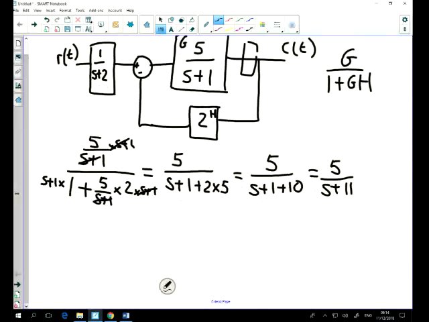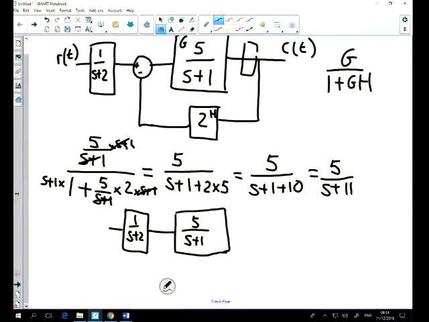And the next step, I suppose, you can think about what we're actually doing. You don't need to do this in the exam, obviously, but what we've got is 1 over S plus 2, and then this 5 over S plus 11. That's our system now, yeah? Input, output. So now it's just a matter of combining the two blocks. Better check I'm doing this right.